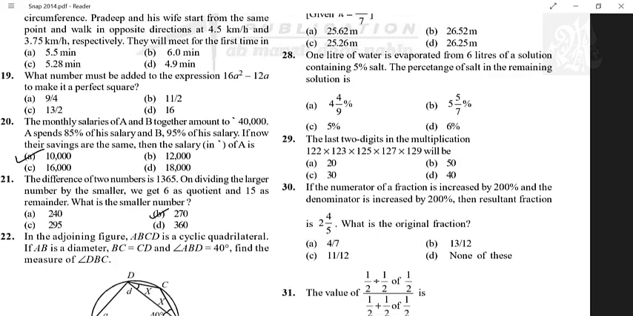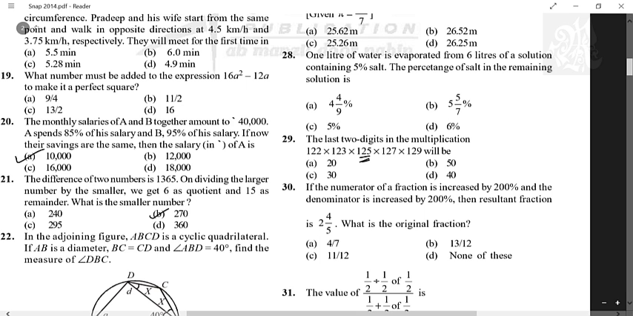Last two digits in multiplication. Now we have a 25 here and a 22 here, so it'll definitely end in 50. It's that simple, because the remaining are odd, they won't affect the 5, because 5 into odd is going to be 5 again. If the numerator is increased by 200, denominator increased by 200. Now this is like stupid.